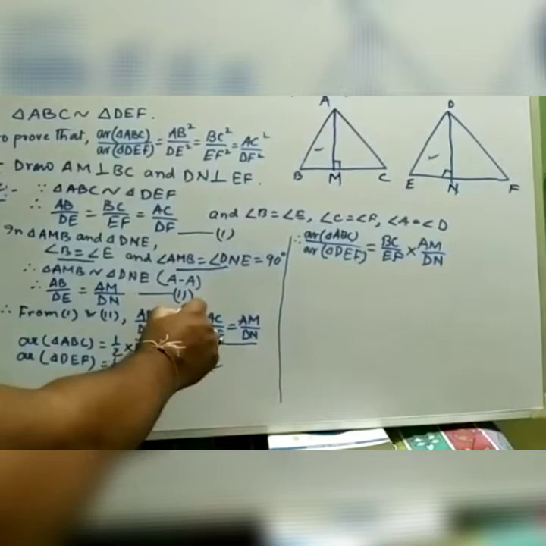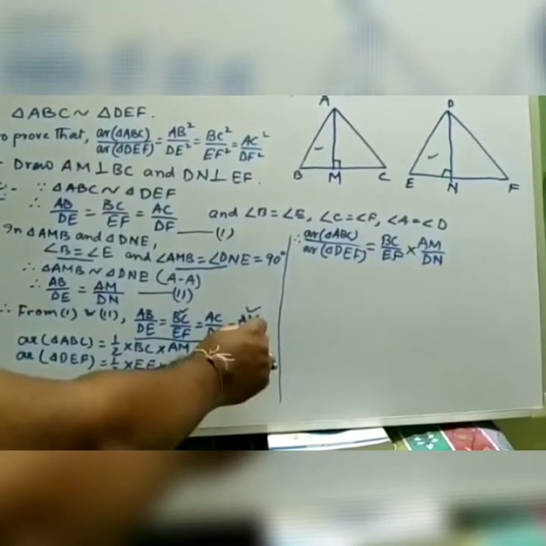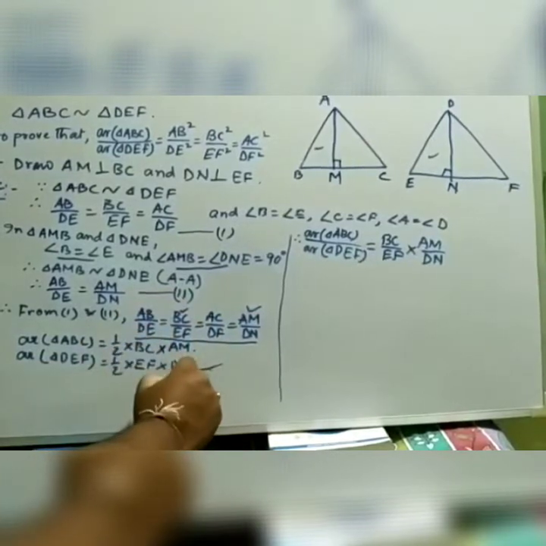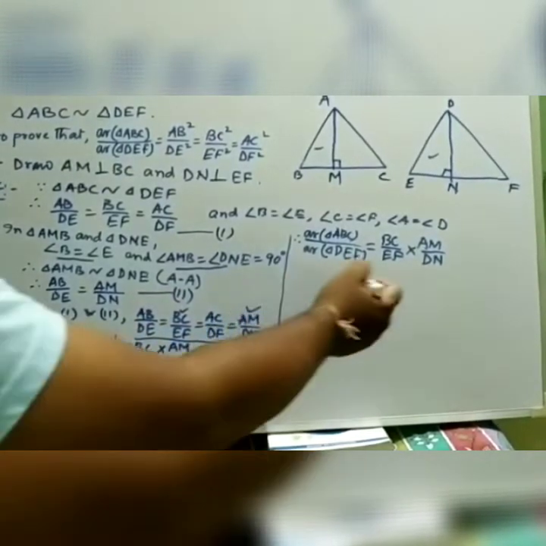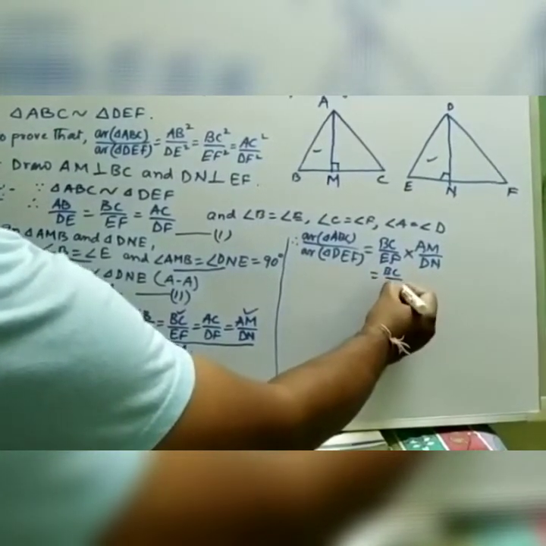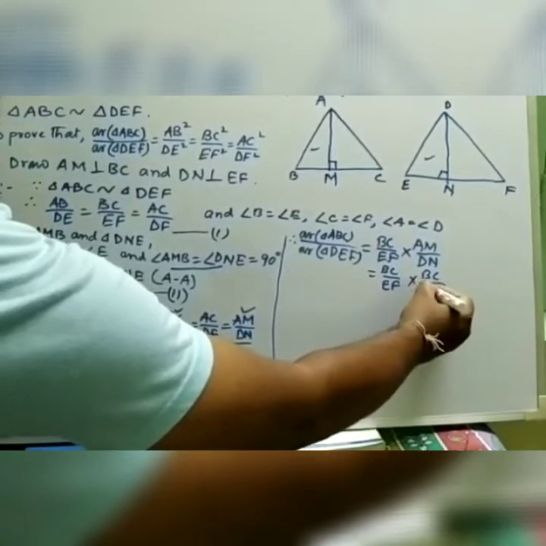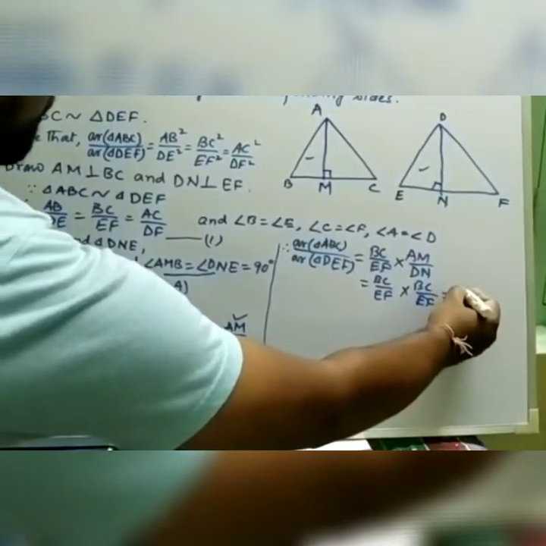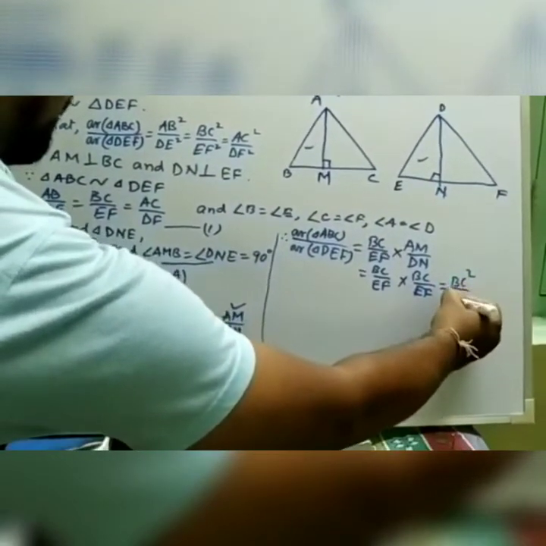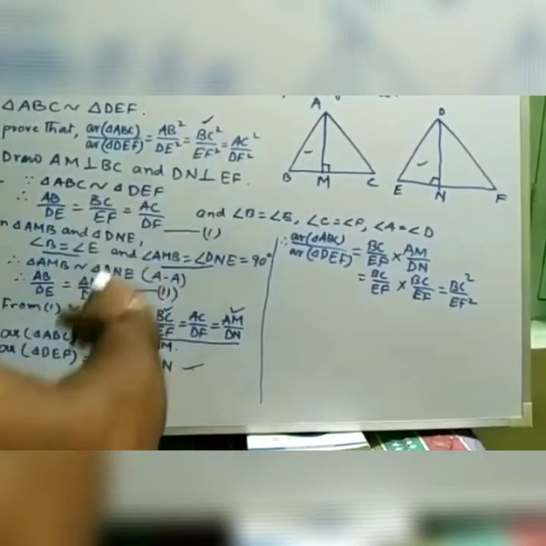So in place of AM by DN, it can be replaced as BC by EF. Okay, so we can write BC by EF remains the same, into this part replaced as BC by EF. So it will give BC square by EF square. So this proof comes.